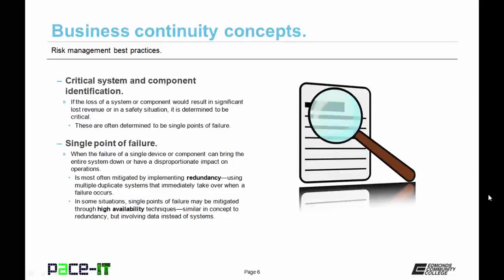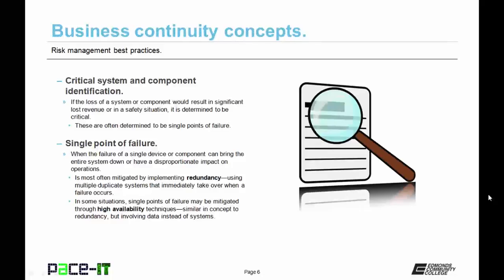Critical system and component identification is vital to any BCP. If the loss of a system or component would result in significant lost revenue or in a safety situation, it is determined to be a critical system or a component. These are often determined to be a single point of failure. A single point of failure is when the failure of a single device or component can bring the entire system down or have a disproportionate impact on operations.